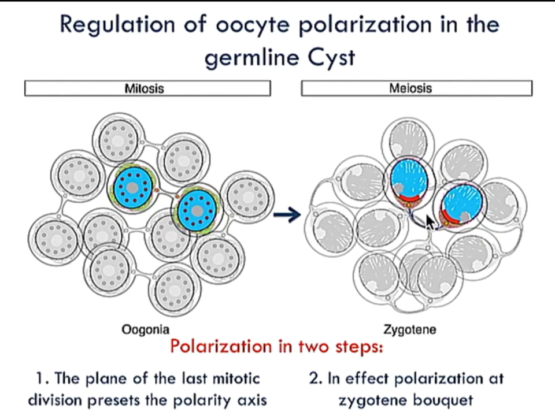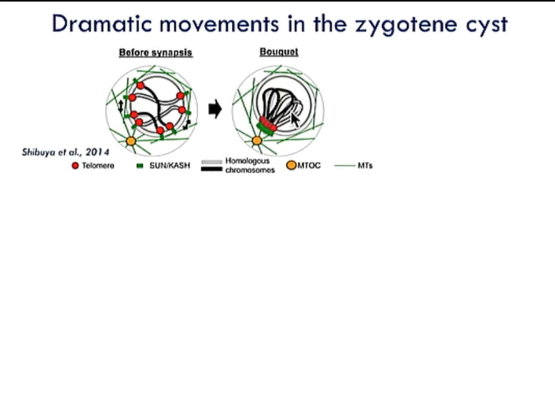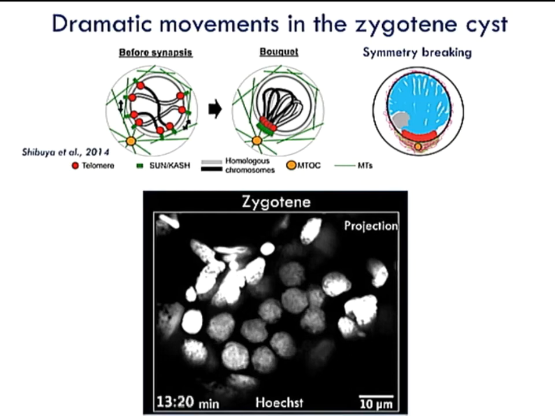And so for the last part of my talk, I'm gonna switch gears a little bit and talk about the dramatic movements of the zygotene stages. During bouquet formation, microtubules emanate from the centrosome and radiate towards the nucleus, rotating the telomeres around the nuclear envelope and shuffling chromosomes inside the nucleus, ultimately forming the bouquet. And at these stages is also where the oocyte symmetry is broken.